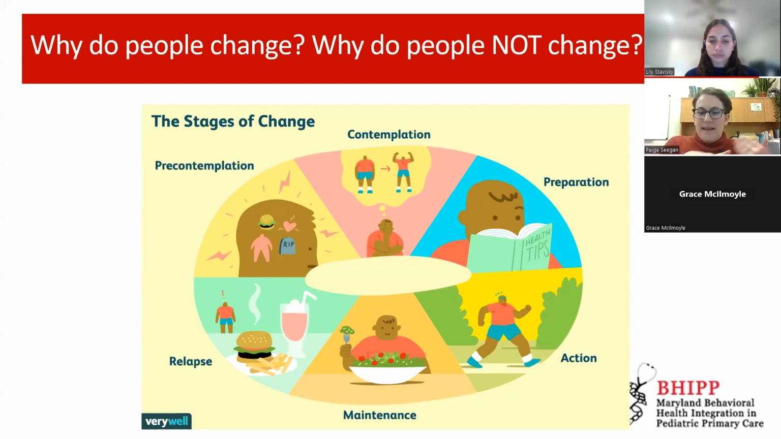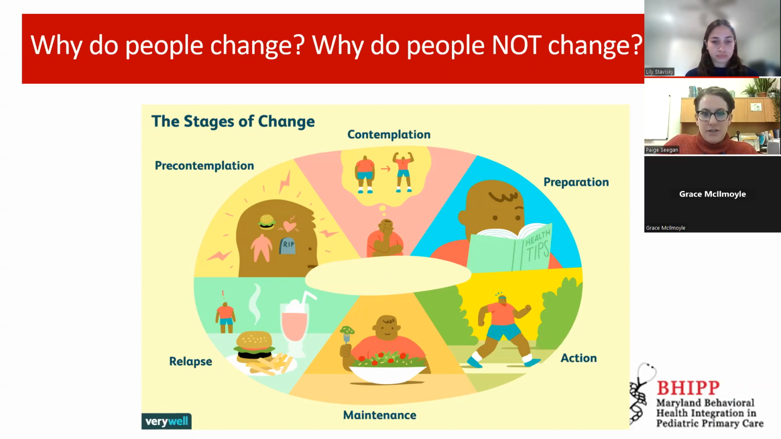If that scale tips and you move to the next stage, you're in the preparation stage. The preparation stage is where people are more ready to take action. So this is where we can help identify and assist in problem solving. Like, what obstacles are going to get in the way of change and how can we help set our patients up for success around navigating those obstacles? And so we want to encourage small goals that are achievable, measurable, time sensitive, and realistic.